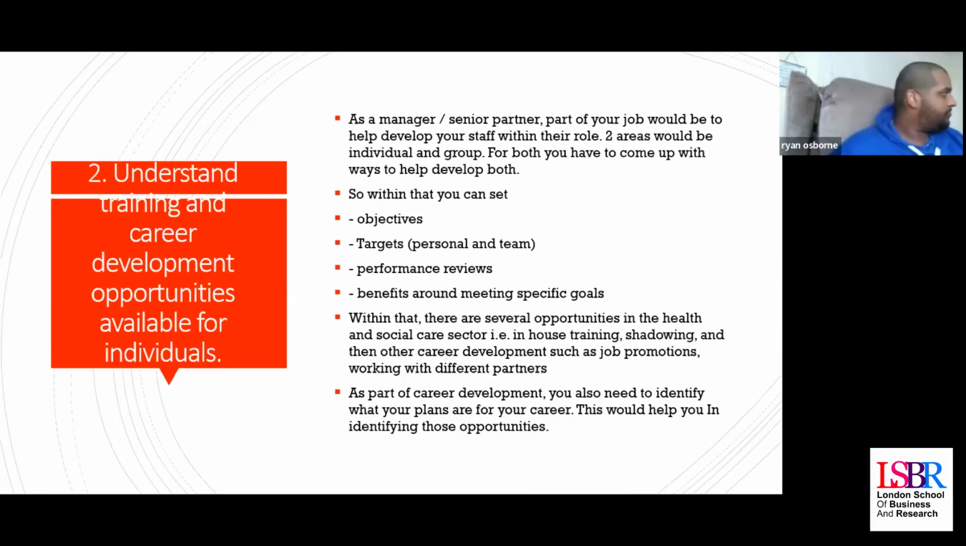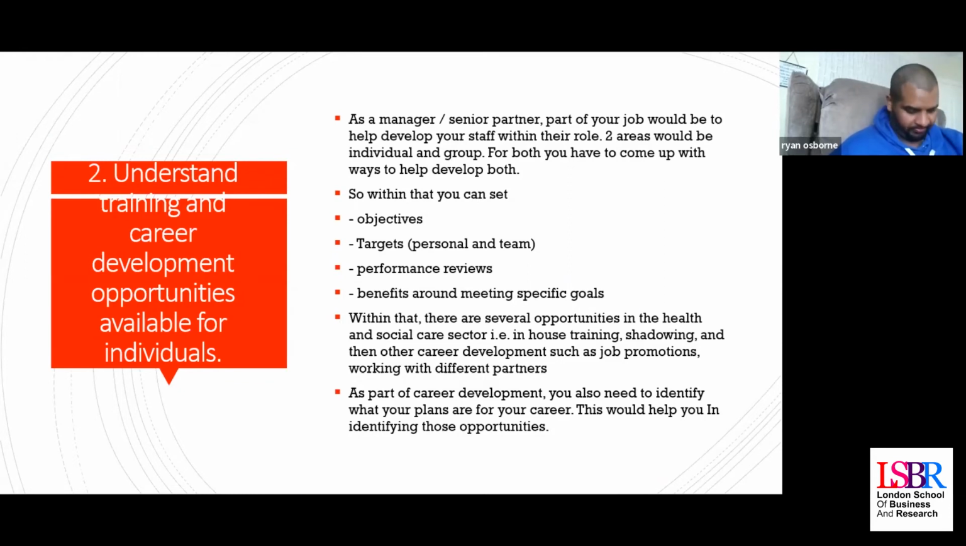So let's carry on. We could talk about other bits. In your role, you may also have other things like job promotions, and you're going to work with other partners as well. You may be promoted to another job, maybe in another setting, another hospital, or another care agency, or a job higher than your current job.